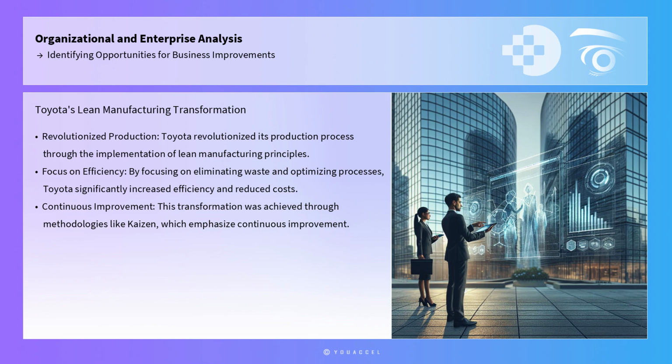In real-world applications, the integration of these frameworks and tools can be illustrated through case studies. Consider the example of Toyota, which revolutionized its production process through the implementation of lean manufacturing principles. By focusing on eliminating waste and optimizing processes, Toyota was able to significantly increase efficiency and reduce costs, setting a new standard for the automotive industry. This transformation was achieved through a combination of value chain analysis, root cause analysis, and continuous improvement methodologies like Kaizen.